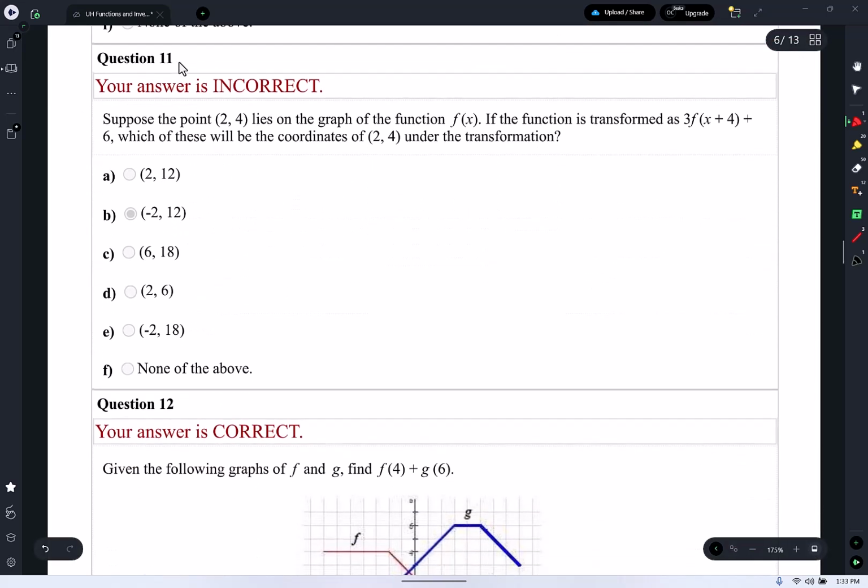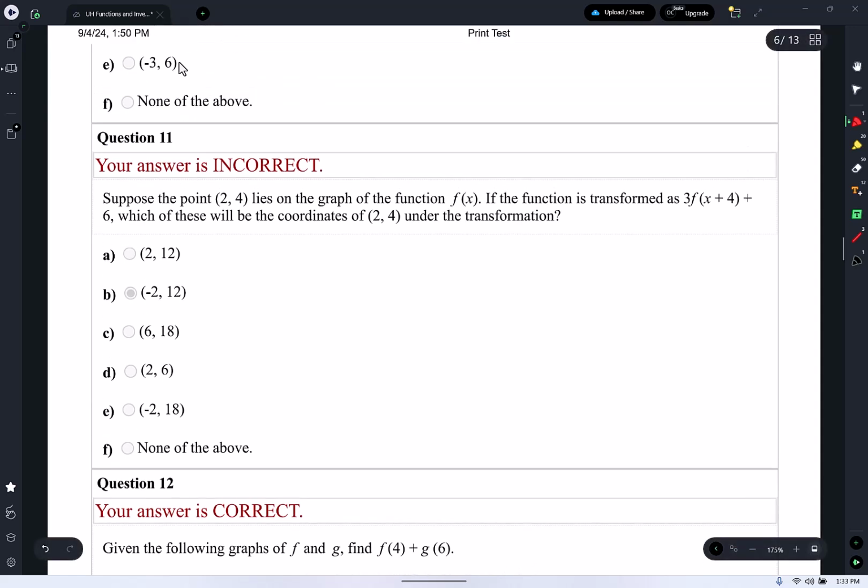Okay, here we go. Question 11. Suppose the point 2, 4 lies on the graph of the function f of x. If the function is transformed as 3 f of x plus 4 plus 6, which will be the coordinates of 2, 4 under the transformation? Okay, this 3 is a vertical stretch. What does it affect? The x or the y value? Just the y value. Vertical stretch. So I'm going to put y.